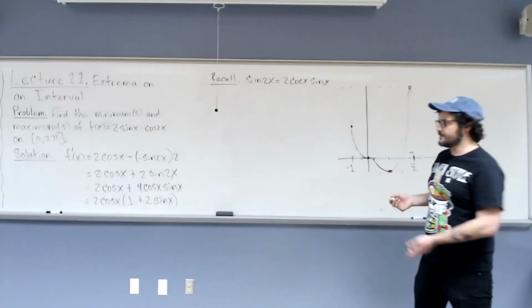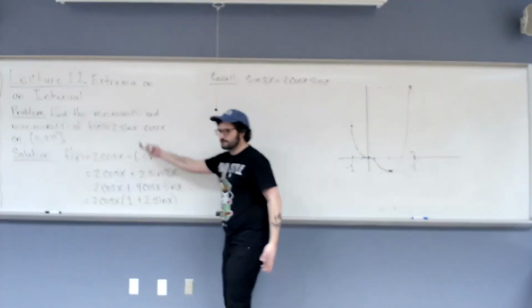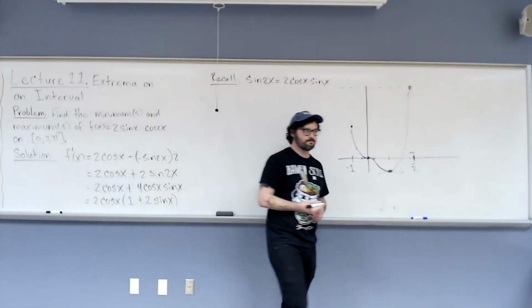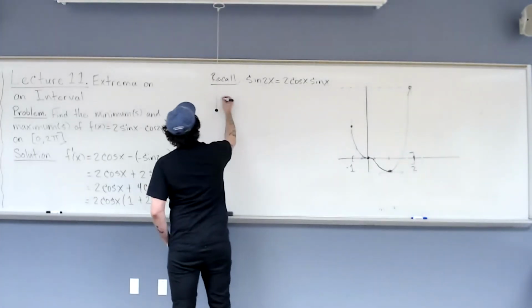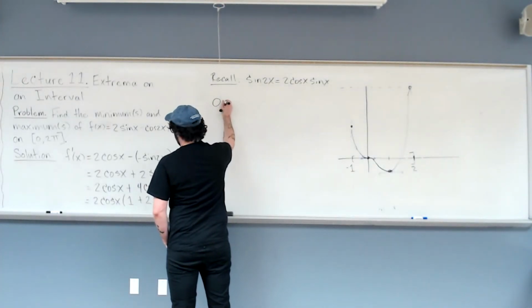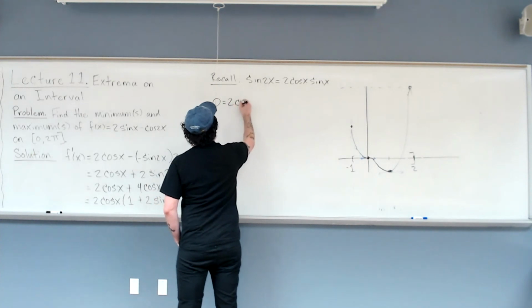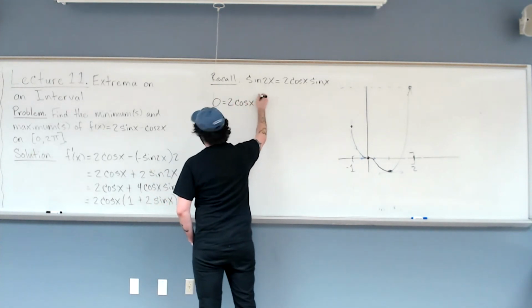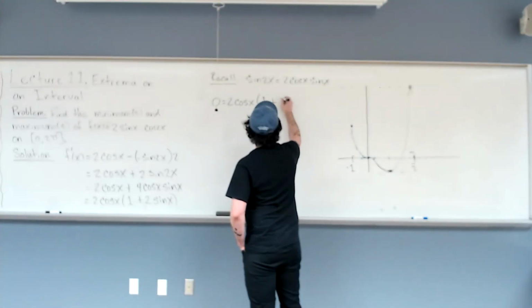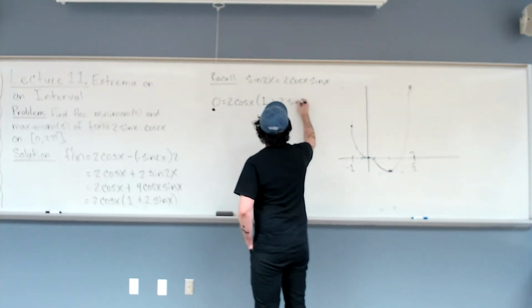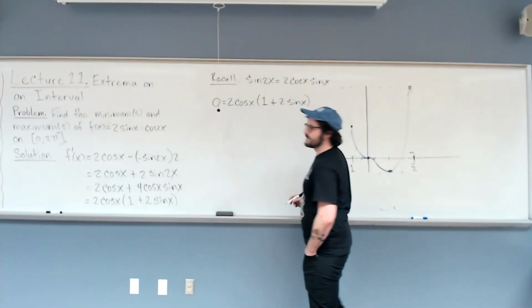Now we can figure out what x's make this thing equal to 0, because those are the critical numbers. So basically what we want to solve is this. 0 is equal to 2 cosine x times 1 plus 2 sine of x. This actually isn't that bad.